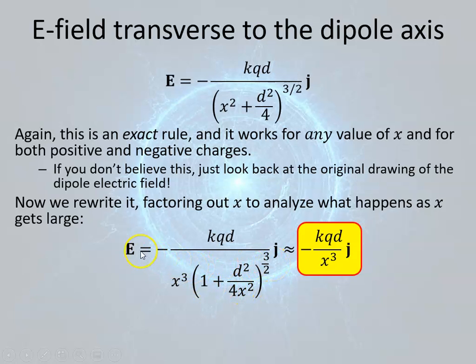So we have that the electric field at a very large distance along the positive x-axis is negative, and for that matter along the negative x-axis is negative kqd over, well, if it's negative, the absolute value of x cubed.